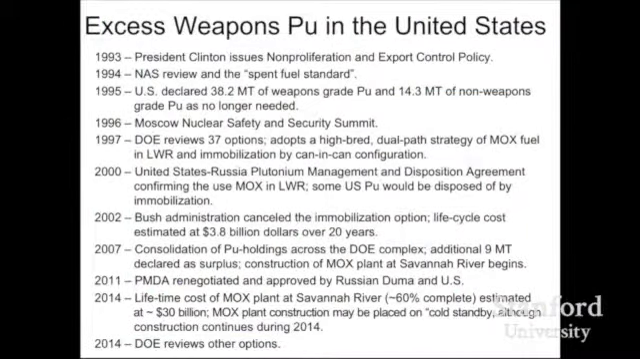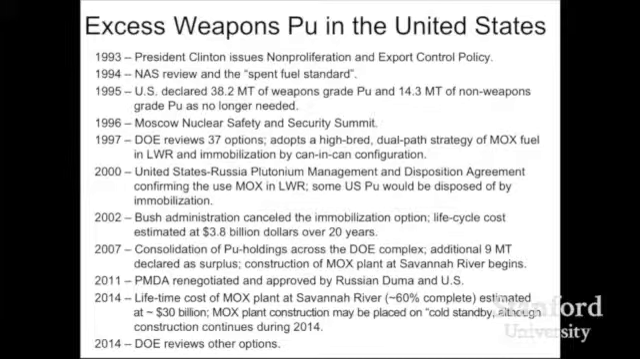So where did we go? Because I'm using this now as kind of a little case study. I've talked about plutonium in the nuclear fuel cycle, but how far do we actually get? Well, the story starts with President Clinton issuing a non-proliferation and export control policy in 1993. The National Academy of Sciences and DOE reviewed options. Excess weapons plutonium was identified in both countries.